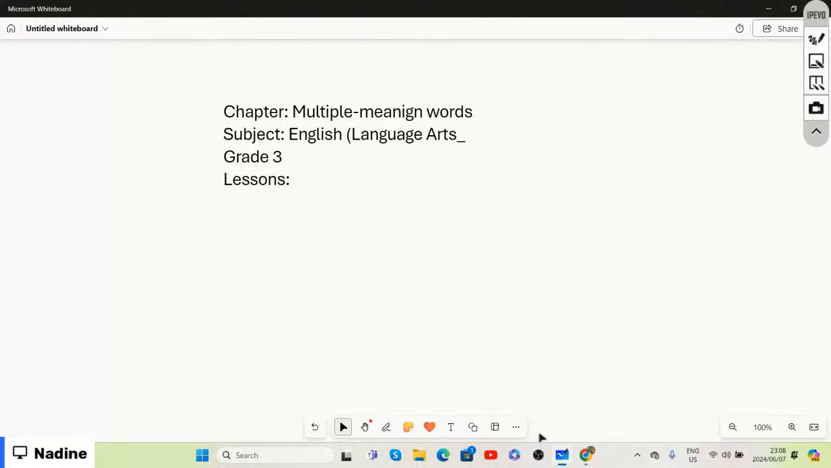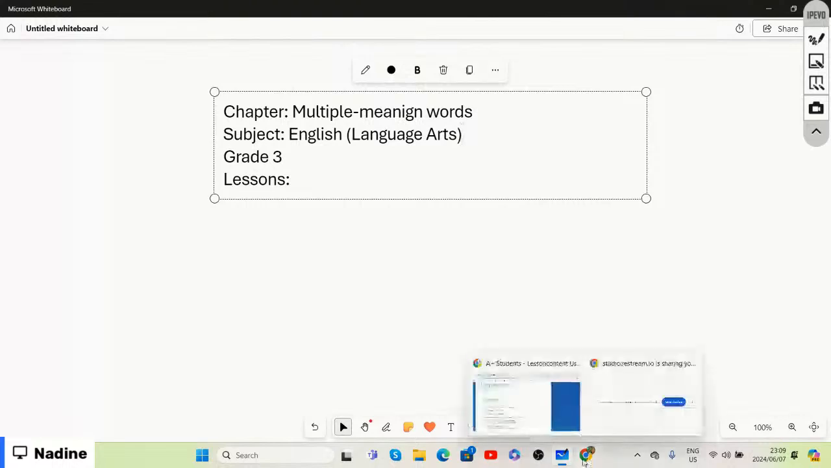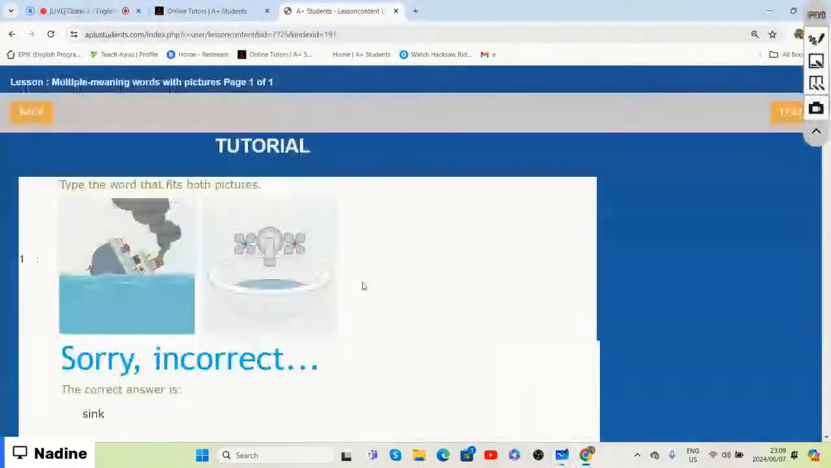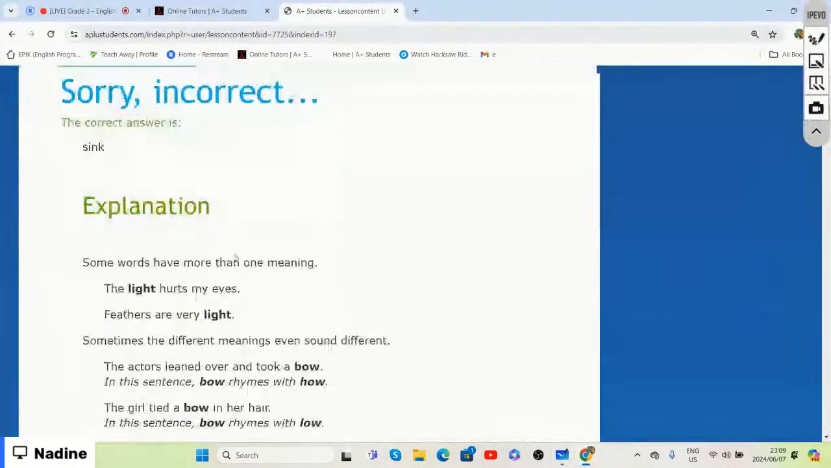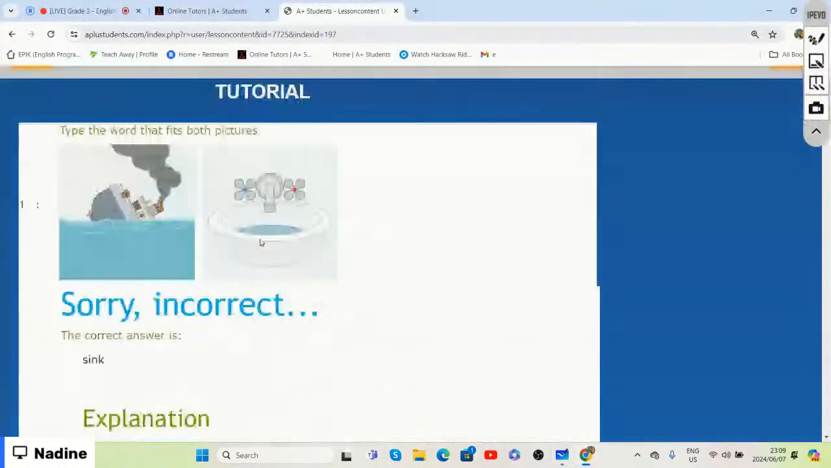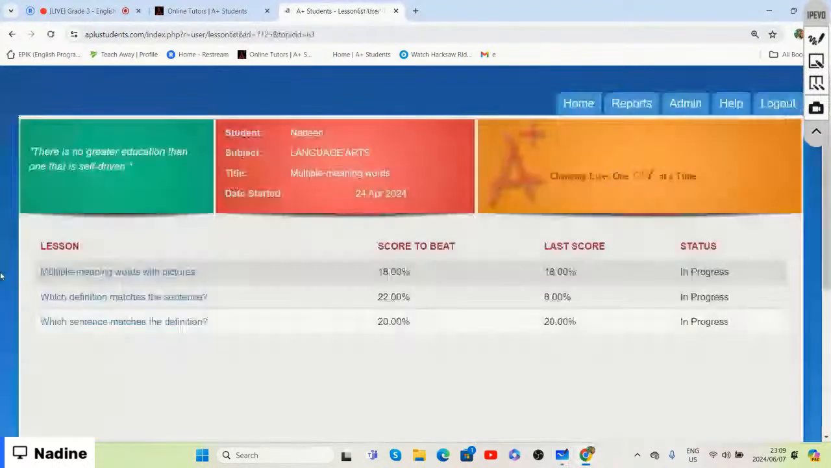All right. So we said multiple meaning words are words with the same spelling, but the meanings are different. Sometimes the spelling can be the same and the sound can be the same, or the sound can be different, right?